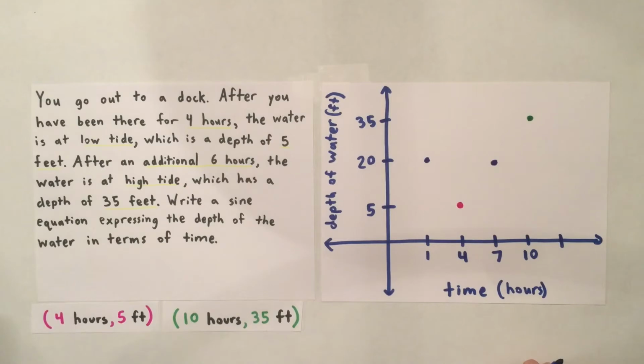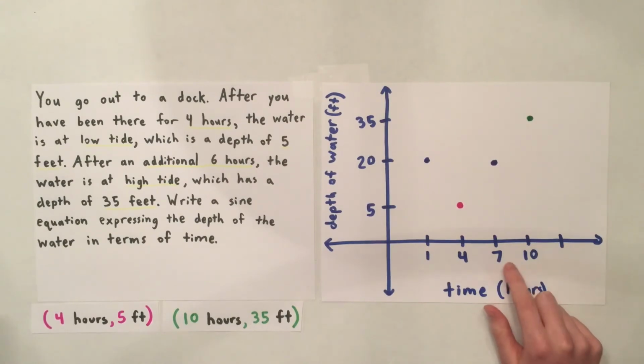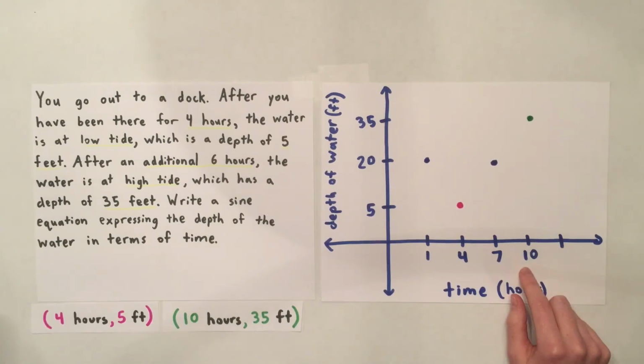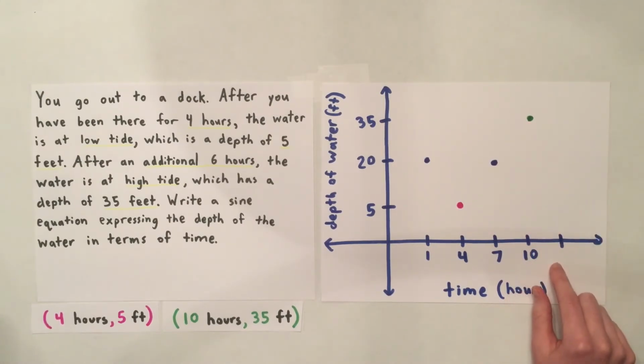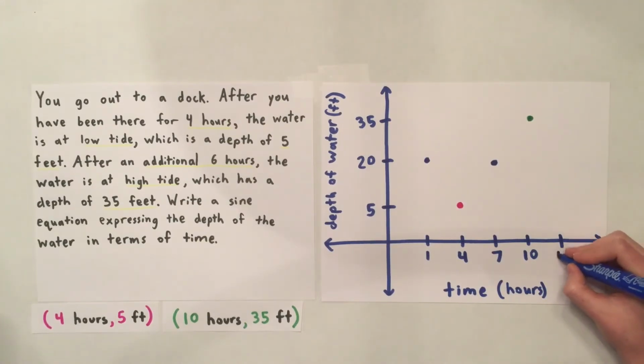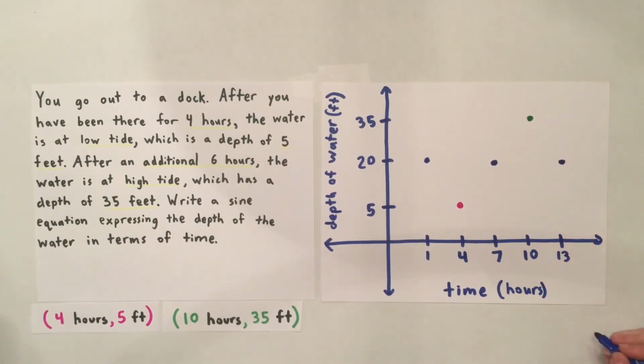Now, I want to find one point to the right of the maximum. To go from the middle to the maximum, it is 3 units to the right. If I then move 3 units to the right of the maximum, I'll be back where the depth is 20. So, another point I can add on my graph is 13, 20.